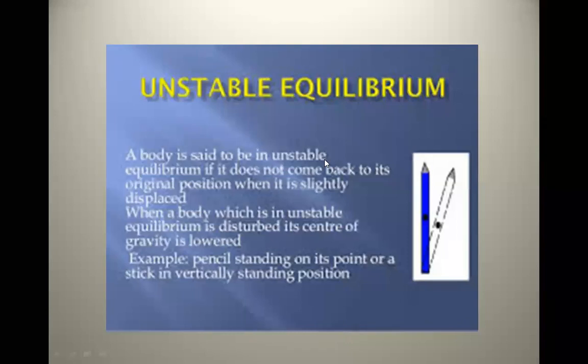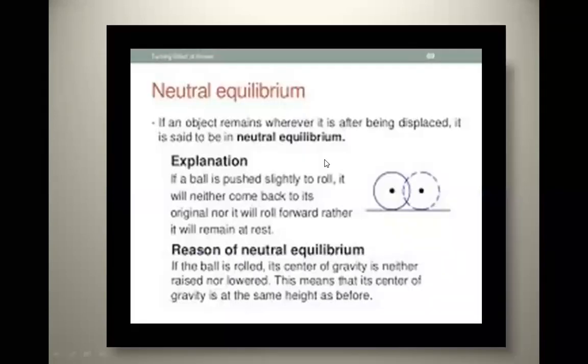नेक्स्ट वन इज न्यूट्रल इक्विलिब्रियम. व्हाट इज न्यूट्रल इक्विलिब्रियम? If an object remains in its new position after being displaced, it is said to be in neutral equilibrium. And the definition is written in your textbook. If a body remains in its new position when disturbed from its previous position, it is said to be in a state of neutral equilibrium.